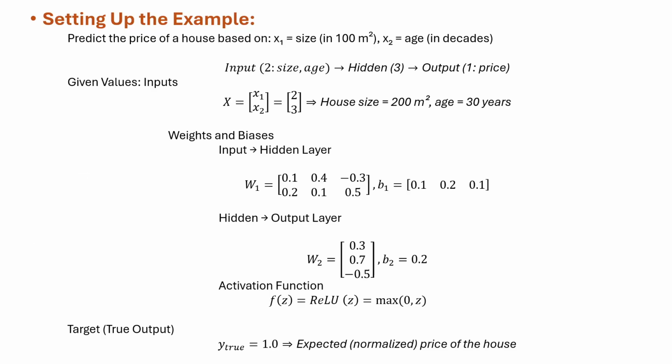That was all talk. Let's learn from an example where we need to predict the price of a house based on its size and age. The structure is 2 input nodes, 3 hidden nodes, and 1 output node, which is the price. Pause the video to read the rest of the values.